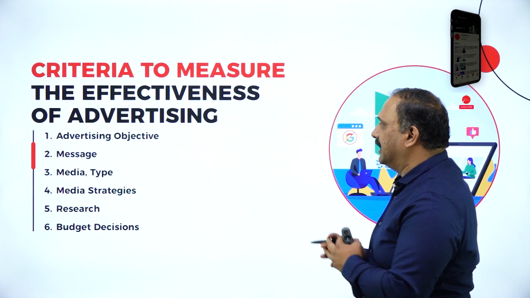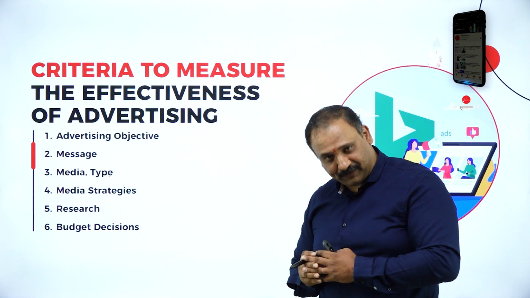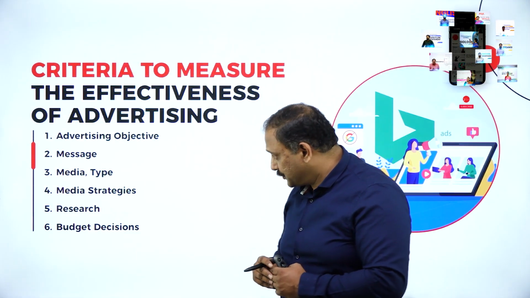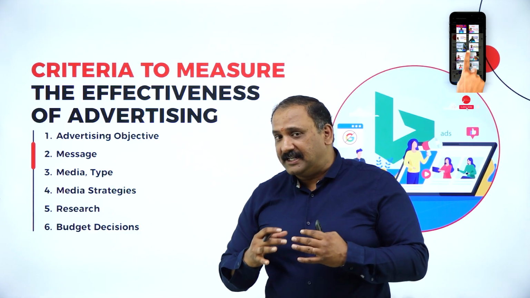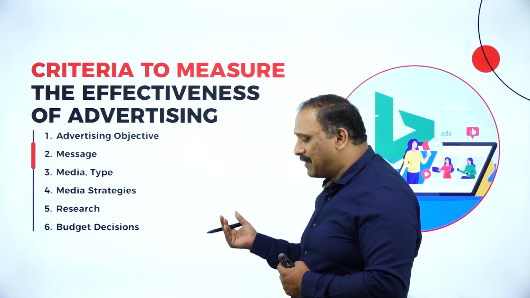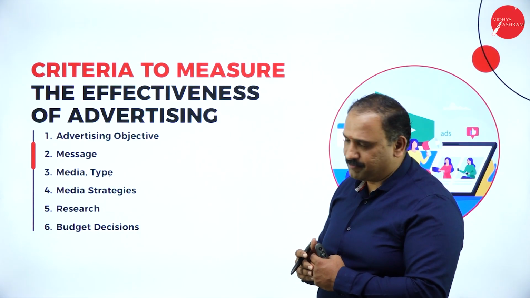Now, the criteria to measure the effectiveness of advertising starts with the objective, goes to the message, the media, that means the type of media, the media strategies, research, budget, and then comes the decision making.